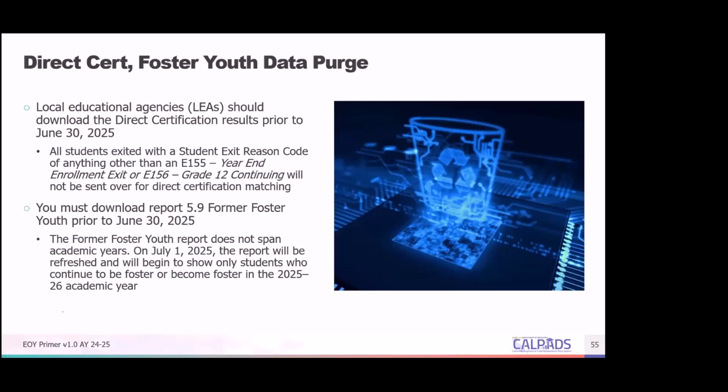If there is a need to keep historical records of former foster youth reports in the 24 to 25 academic year, LEAs need to download report 5.9, a copy of the report from June 30th, 2025, for historical records for former foster youth. The former foster youth report does not span academic years. So on July 1st, 2025, the day after June 30th, the report will be refreshed and will begin showing only students who continue to be foster in the 25 to 26 academic year.